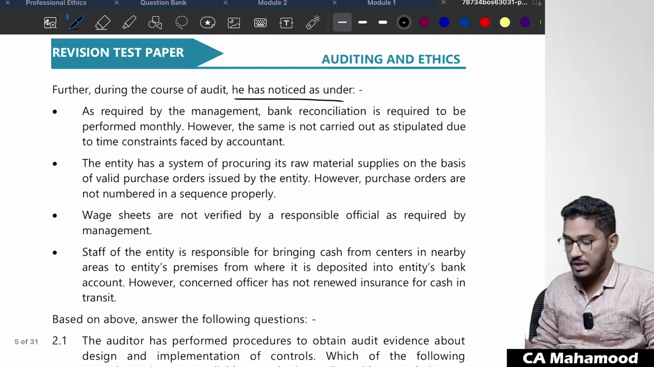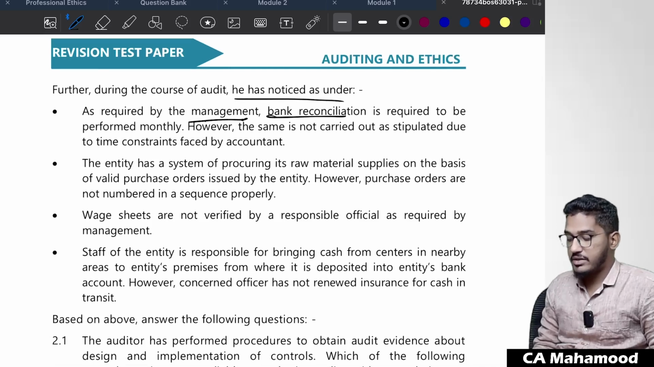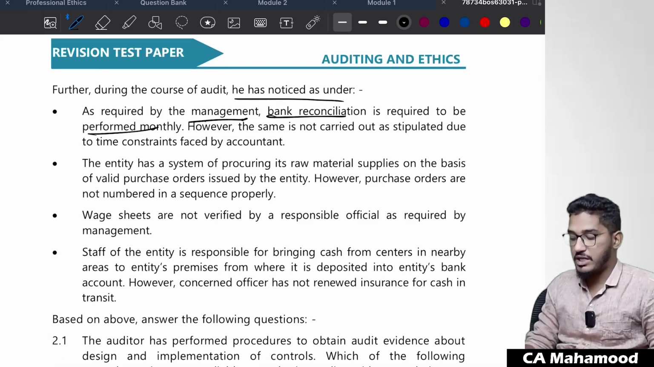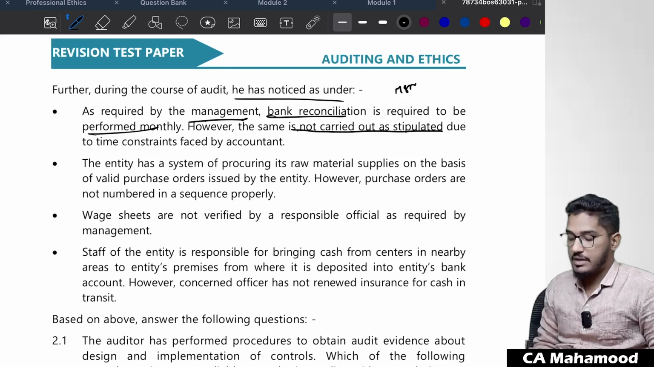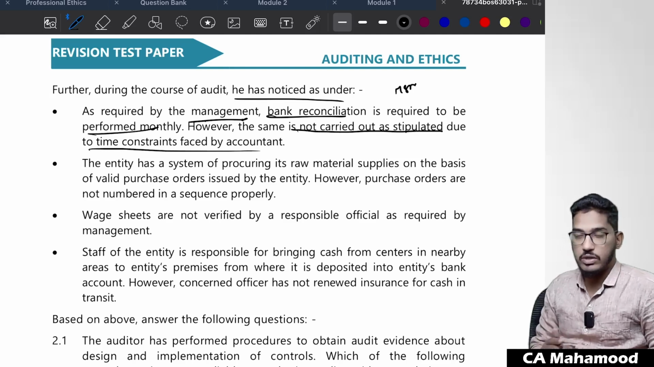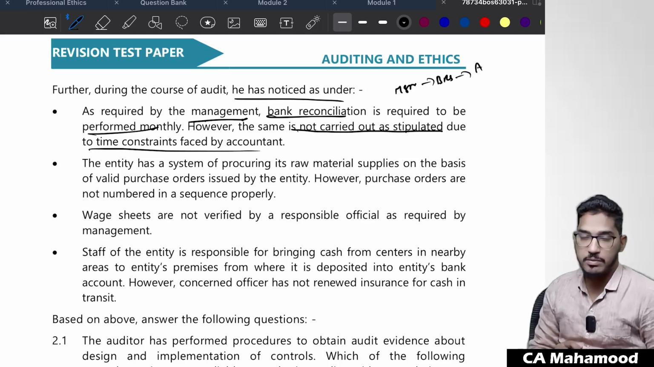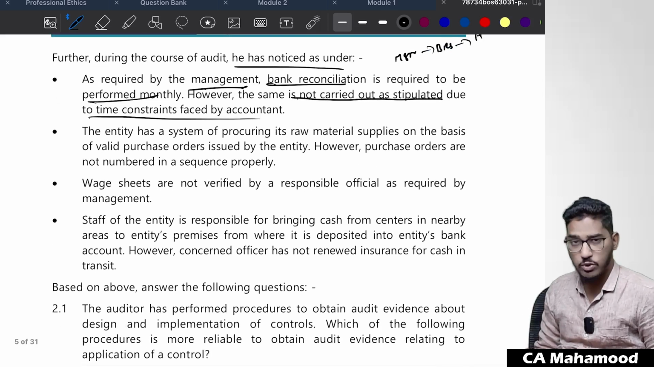As required by the management, bank reconciliation is required to be performed monthly. So management has set a policy that they will prepare a BRS every month. However, the same is not carried out as stipulated due to time constraint faced by the accountant. So management told every month you have to prepare the BRS, but the accountant is telling I don't have time, I will not prepare BRS every month. So he did not prepare it.